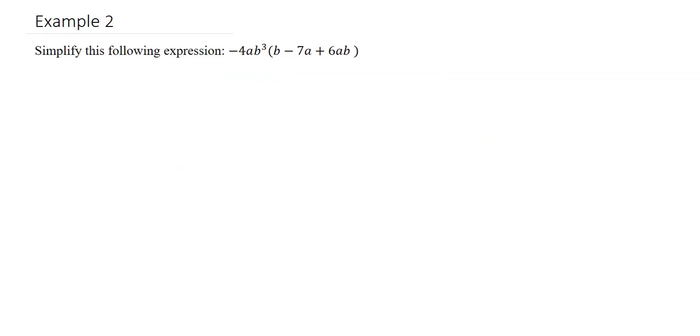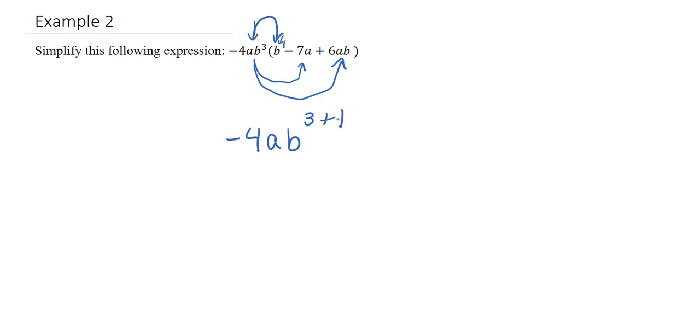Example 2, we're going to simplify the following expression. So now we have to multiply this term by each term inside the parentheses. So let's go ahead and start doing that. We have negative 4ab to the third times b. Well, there's no number, so we can just assume it's 1. So we're going to go negative 4 times 1, so that's negative 4. There's no a in this term, so we can just go a. Then we have b to the third and b to the first power. So let's go 3 plus 1.